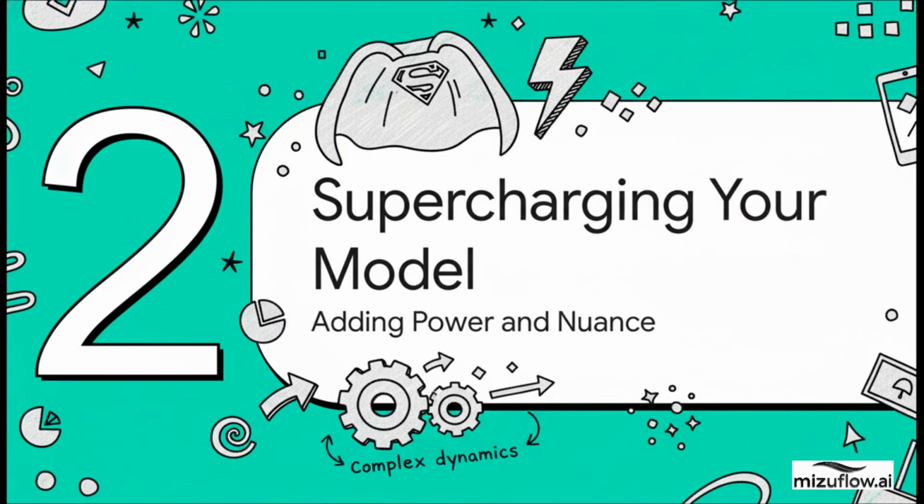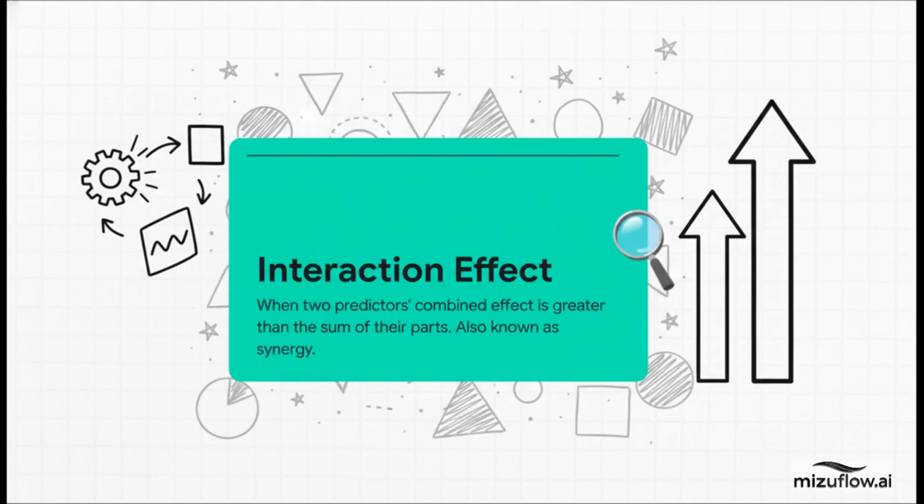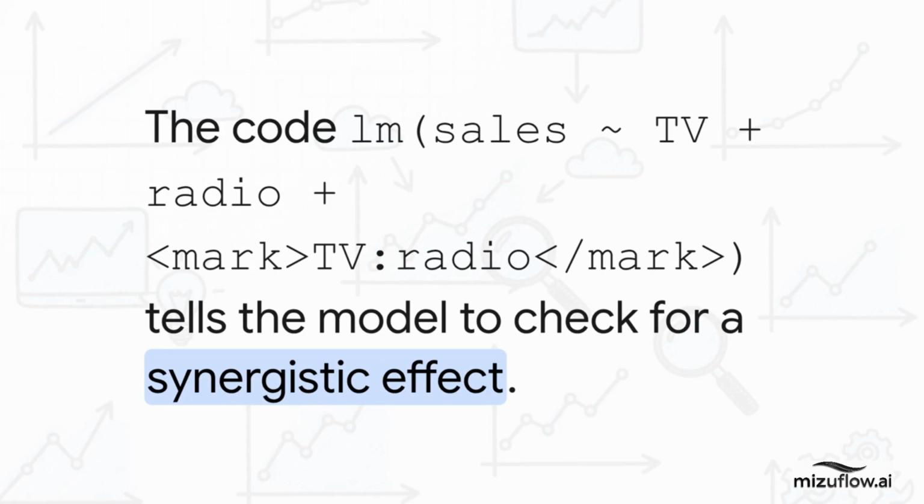So how do we actually fix this? Well, let's look at two key extensions that are basically superpowers for your analysis, allowing your model to finally understand these more complex dynamics. All right, superpower number one is understanding interaction effects. You can really just think of this as teamwork between your variables. It's when one predictor actually enhances or even changes the impact of another. It's not just 1 + 1 = 2, it's more like 1 + 1 = 3. That's synergy.